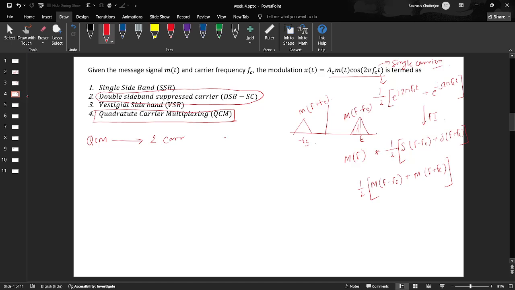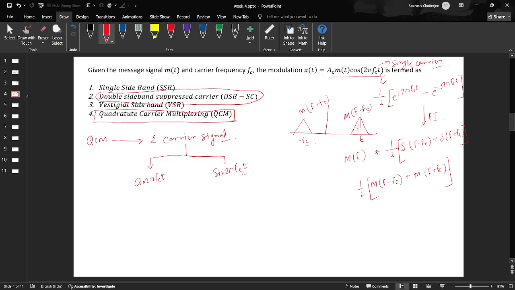But QCM onwards things started changing. How so? I am using two carrier signals, and the important part is that I am going to use the same bandwidth, actually, when I say I am going to use two carrier signals. So basically let us see what these two carrier signals are. One is cos 2 pi fc t, another is sin 2 pi fc t, right?